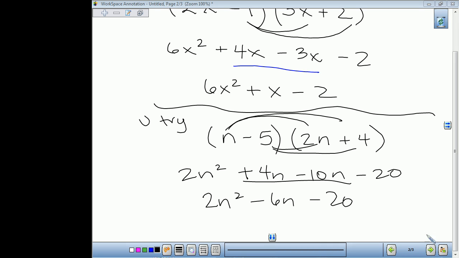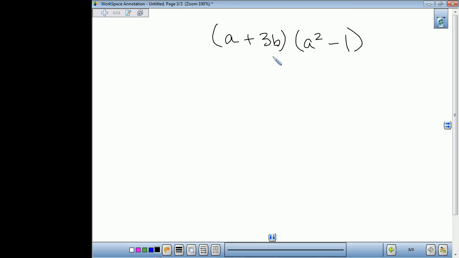Are we ready? All right. So, this one, same exact idea, but we're not going to have like terms. We have some higher degrees, not a big deal. First thing we're going to do is distribute the a through. So a times a squared is a cubed. Did everybody see that? A times a squared is a cubed. Now a times a negative 1 is a negative 1a.